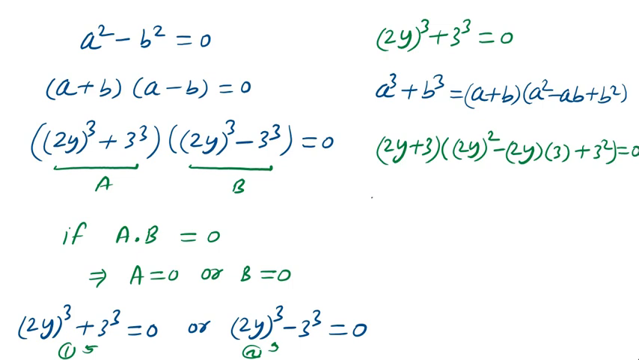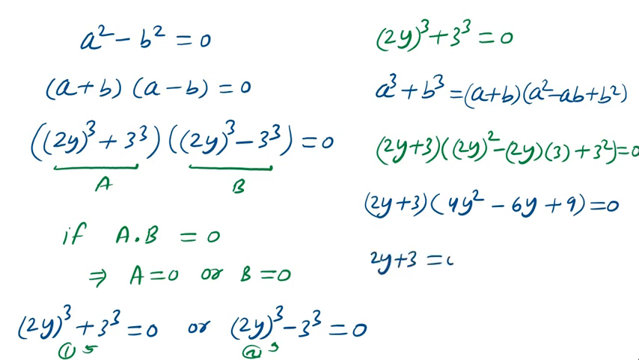So (2y plus 3) multiplied by ((2y) whole square, which is 4y square, minus 2y multiplied by 3, which gives 6y, plus 3 square, which is 9) is equal to 0. Here we have two cases: 2y plus 3 is equal to 0, or 4y square minus 6y plus 9 is equal to 0.